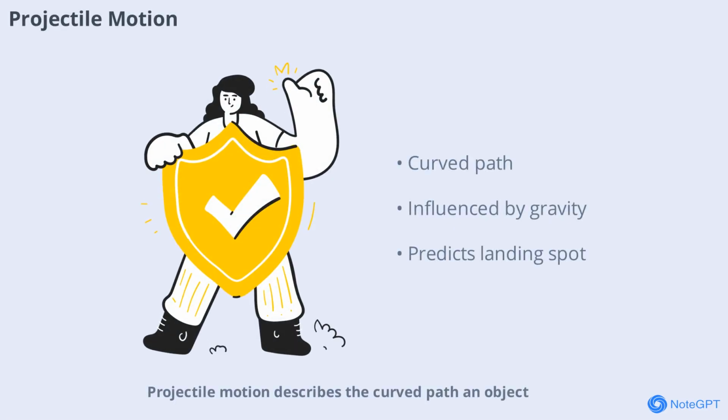Projectile motion describes the curved path an object follows when it's thrown or launched into the air. The motion is influenced by gravity and the object's initial velocity. Examples include a basketball shot, a cannonball, or even a thrown frisbee. Understanding projectile motion helps us predict where objects will land and how far they'll travel.